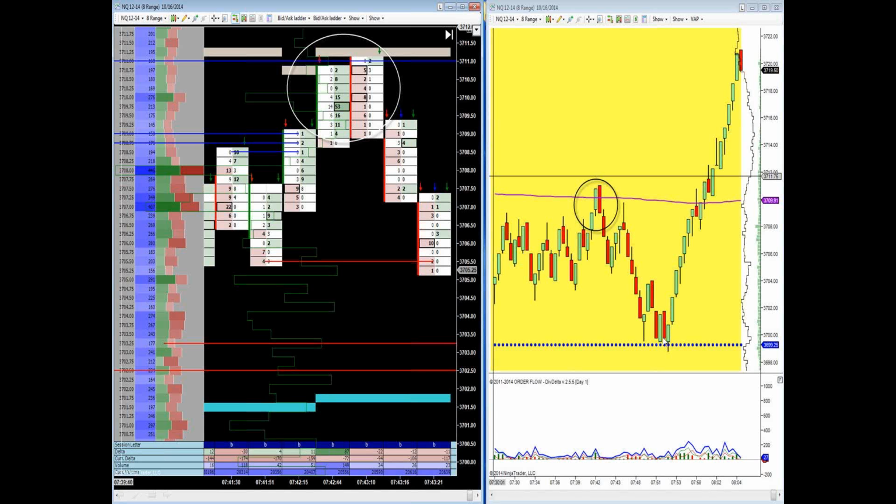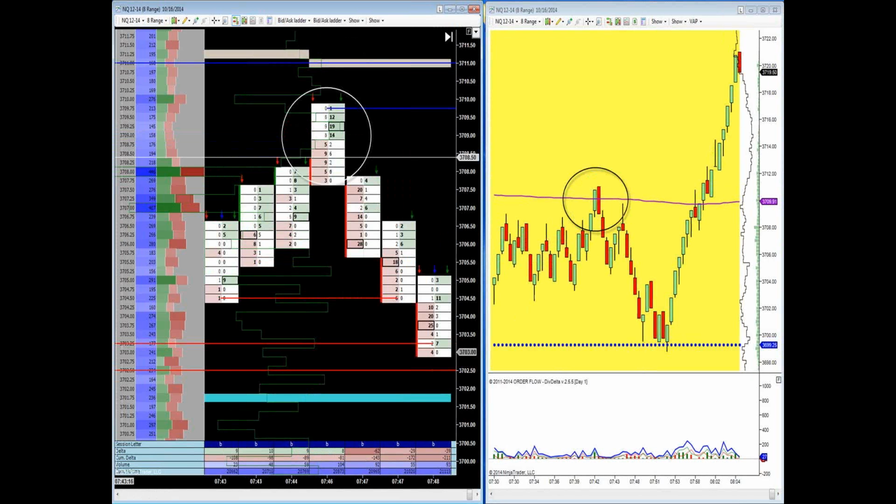And then you can see that's coming down to the value area here from the previous day. So that would be another spot to take a buy.